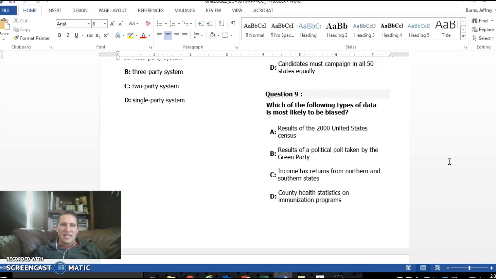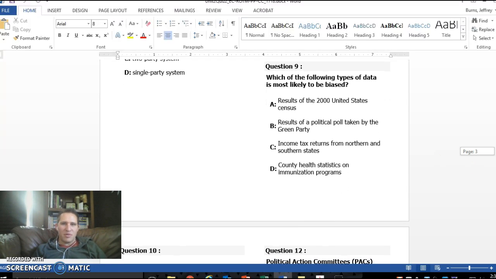So, can a census be biased? A census is counting how many people live in an area. B, a poll taken by the Green Party, a political party. Income tax returns seem to be a factual set of information. County health statistics also seem to be factual information. All right, which one is a bias or an opinion? B, the poll conducted by the political party.